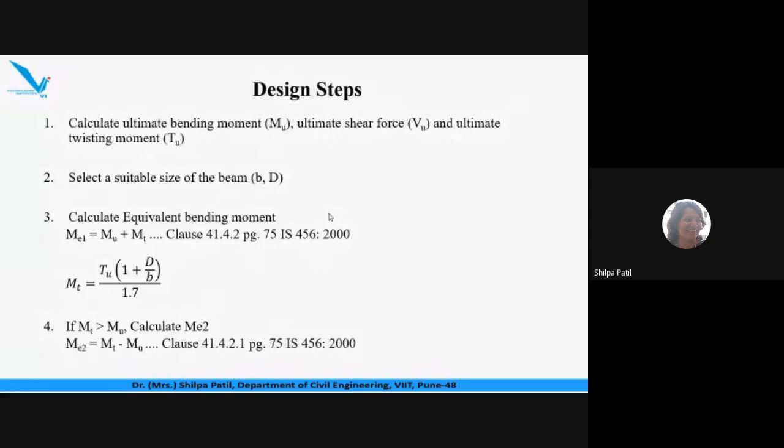So it is called an equivalent bending moment, which is denoted by ME1, which is calculated as Mu plus Mt, where Mu is your ultimate bending moment and Mt is your ultimate twisting moment, which is calculated based on the Tu value. Tu is the torque. Okay, so Mt is calculated by using this formula: Tu into bracket 1 plus D upon B divided by 1.7. Now this formula is given in IS 456.